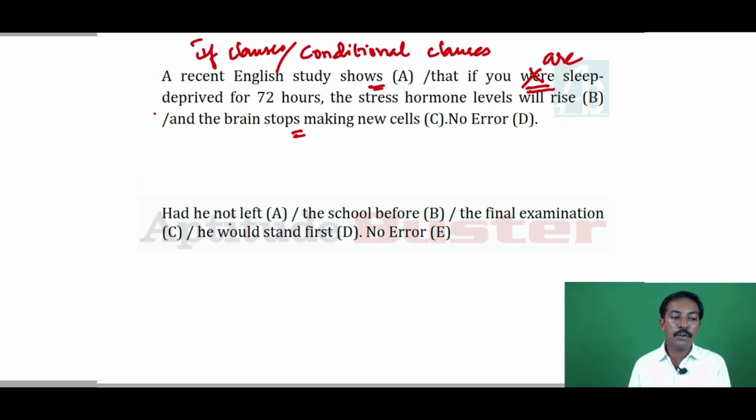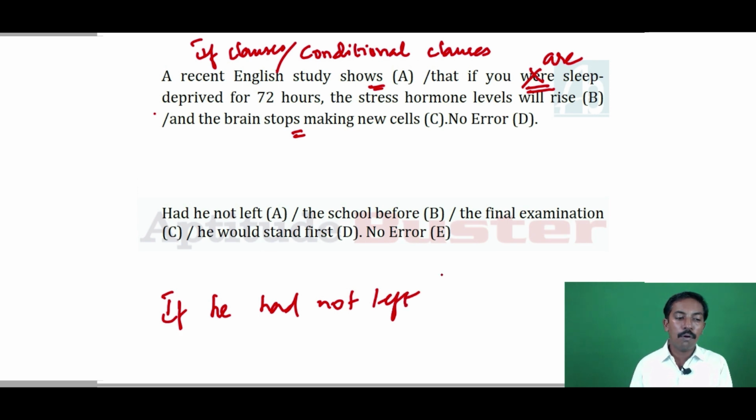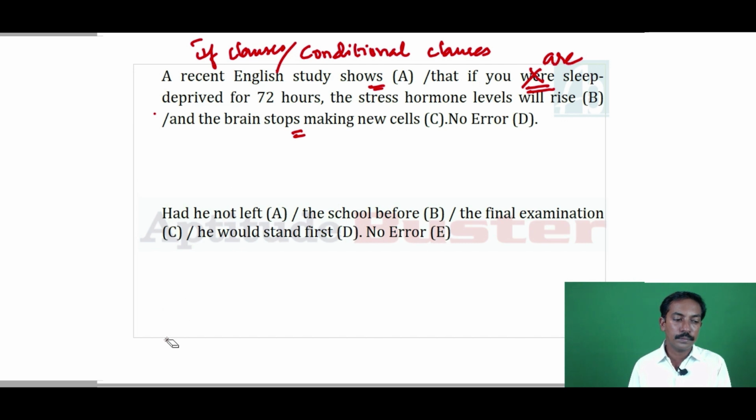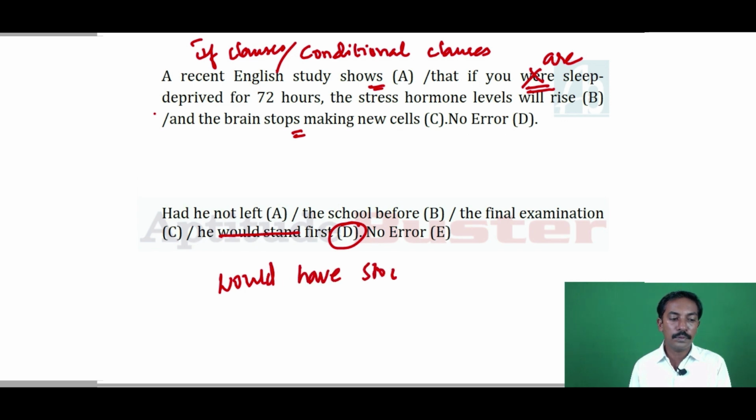Last question, had he not left the school before the final examination, he would stand first. This is the third condition, we call it less probable condition. Either we could say if he had not left the school, or we can say had he not left the school before final examination. The verb form in segment D is wrong. Here it should be he would have stood first. For this question, the answer is option D. The correction is would have stood first.